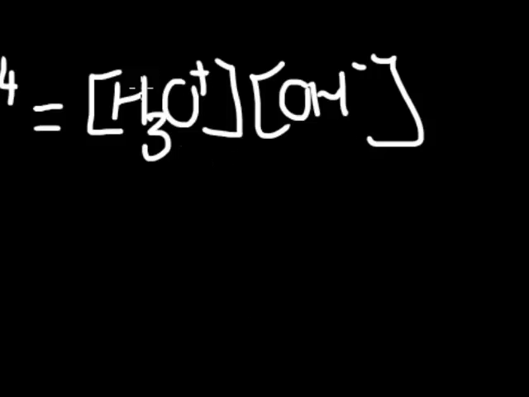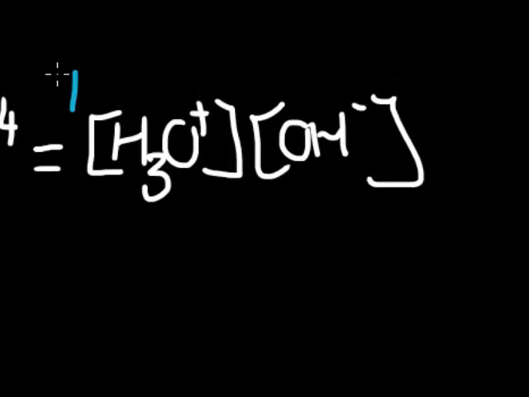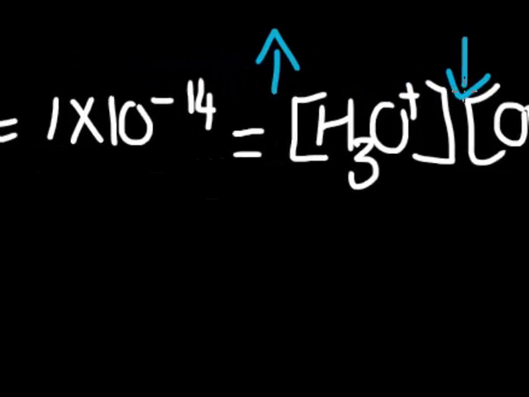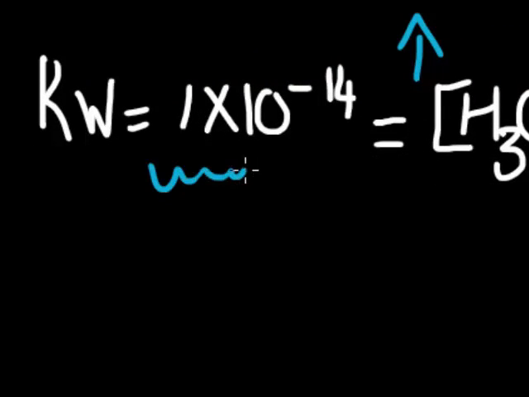So should it happen maybe that you've got a high concentration of H3O+, you'll have a lower concentration of the hydroxide ion in order to end up again with 1 times 10 to the power of negative 14.